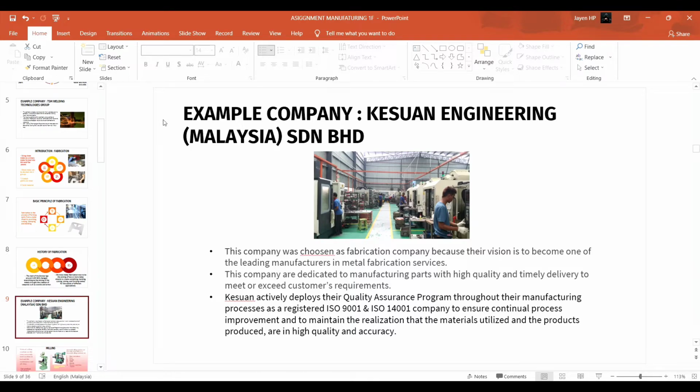For fabrication, we take Goswan Engineering Malaysia Sdn Bhd. This company was chosen as the fabrication company because their vision is to become one of the leading manufacturers in metal fabrication service. They are dedicated to manufacturing parts with high quality and timely delivery to meet or exceed customer requirements.